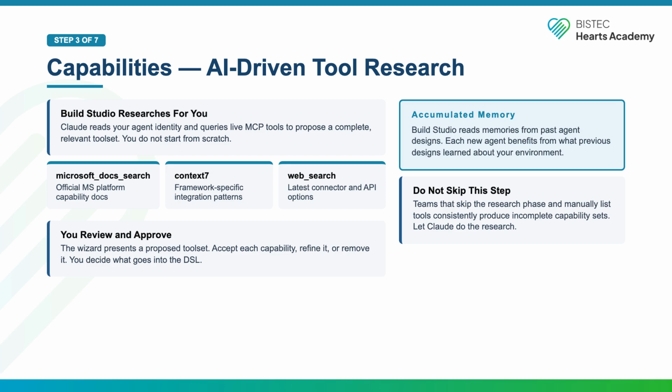The reason this step exists is practical. Teams that skip it and manually list tools consistently produce incomplete capability sets. They miss platform-native options that would have simplified deployment, and they miss engineering dependencies that block the build team later. Do not skip step 3.